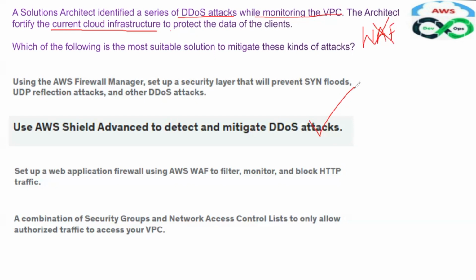Okay? So whenever you get a question to mitigate the DDoS attack for the overall cloud infrastructure or for the overall VPC, you can straight away narrow down your answer to Shield. Okay. But whenever you see a website, a web application behind the load balancer, behind a CloudFront distribution, and you want to mitigate the attacks, then you have to go for WAF. Okay. I hope this is clear, team. Okay, now let us go through the next question.